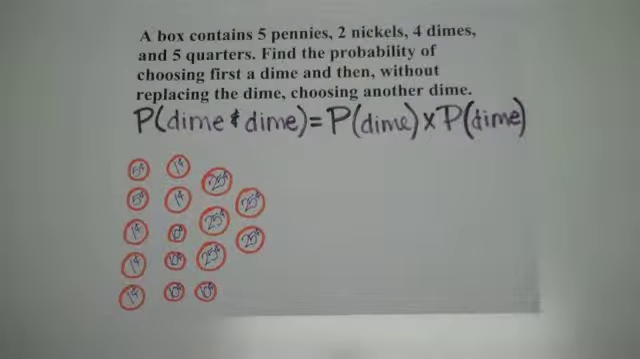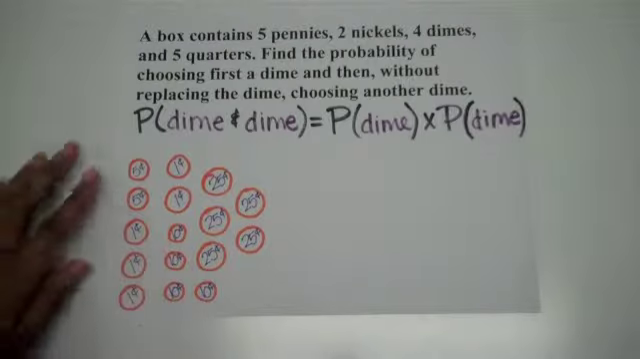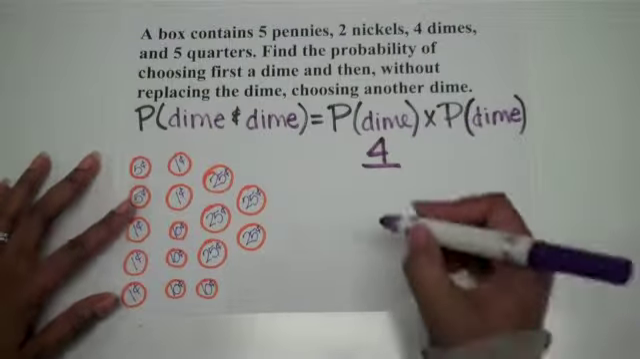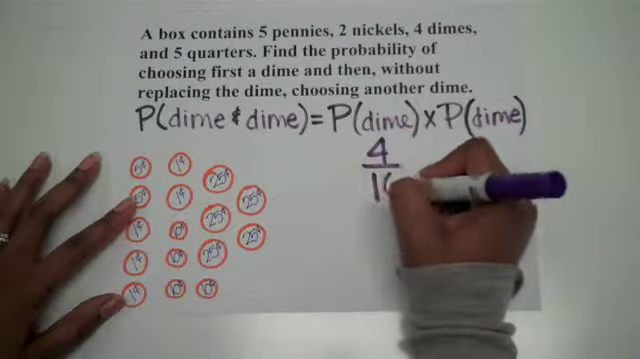Alright, in our next example, a box contains 5 pennies, 2 nickels, 4 dimes, and 5 quarters. Find the probability of choosing first a dime and then without replacing the dime, choosing another dime. Okay, and so let's first look at the probability of getting that first dime. So I've got 4 dimes out of 16 total coins.